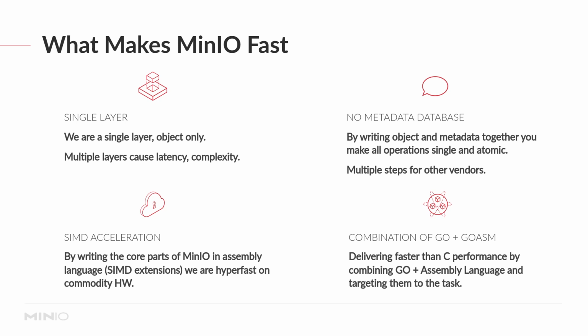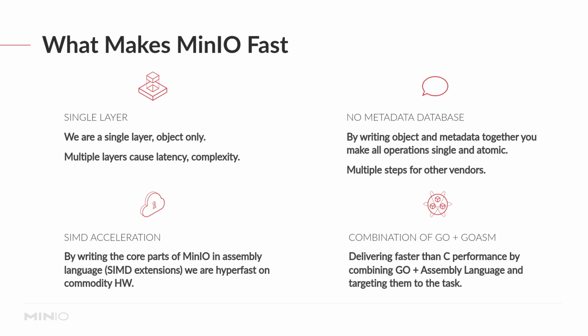Something that we spent a lot of time and effort on was building SIMD acceleration. We wrote core parts of MinIO in assembly language. In particular, this was for erasure coding. And we do this so we can run really fast on commodity hardware. Essentially, we use the registers in the chipset to do repeated calculations, and this improves CPU throughput and enables us to handle erasure coding basically in register and frees up the CPU so you get greater system performance.